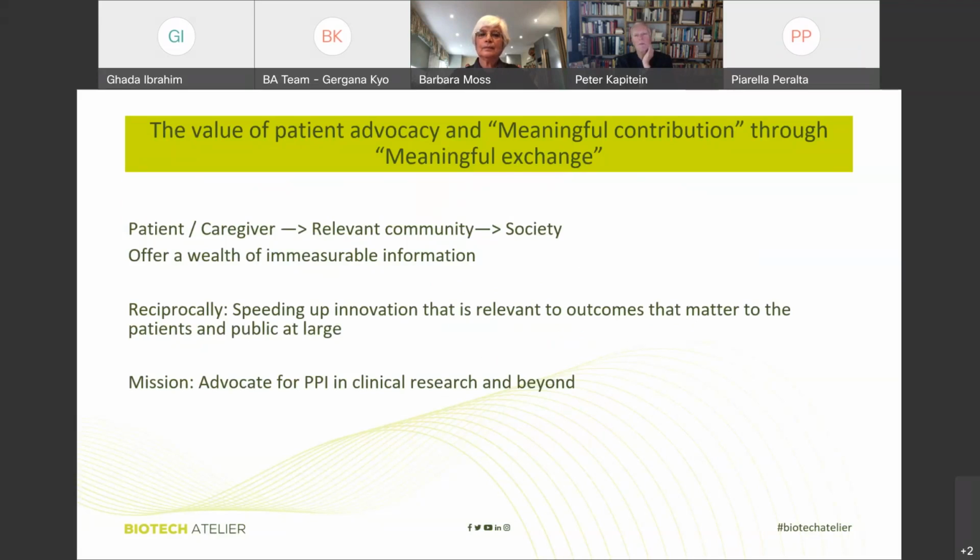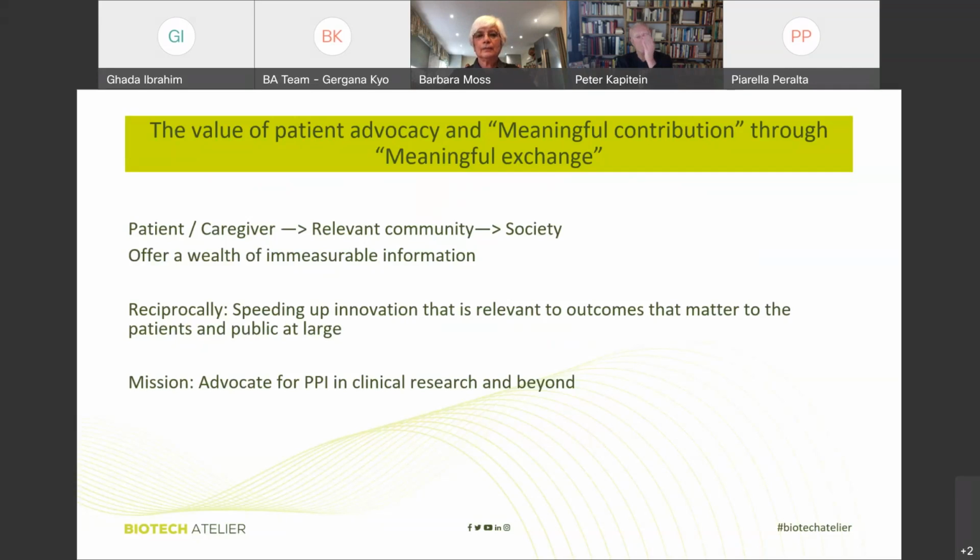The patient, caregiver, and equally importantly, care providers, such as the nursing staff, for example, they form a part of a relevant community and their respective society, meaning both their direct community, but also the society in which they relate to. So, for example, sharing a disease or condition everywhere in the world. This is a society as well. But one thing is also for sure that we offer a wealth of immeasurable information, and we know it. And in the past decade, this has been increasingly recognized and acknowledged.